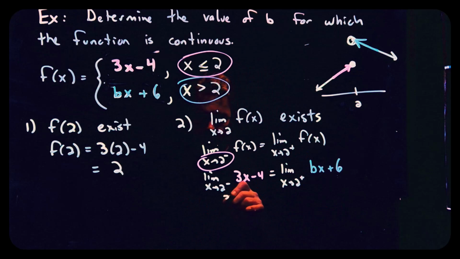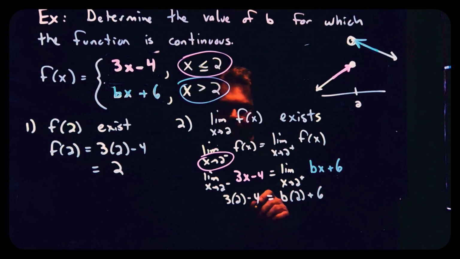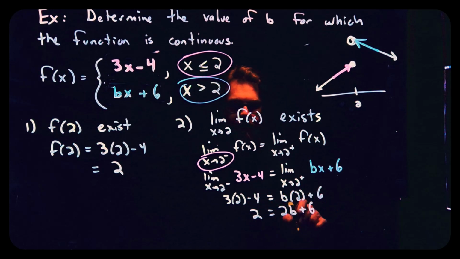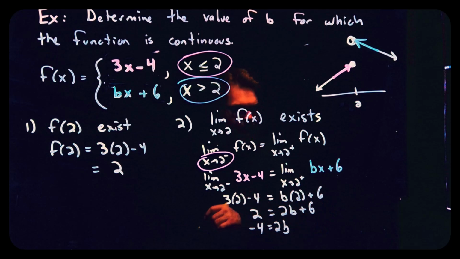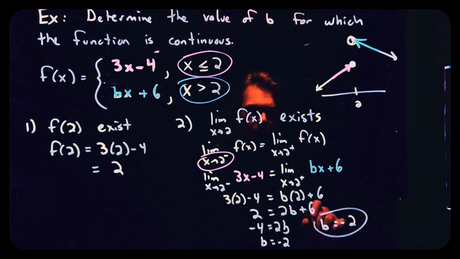We'll plug in 2. So 3 times 2 minus 4 is going to be equal to b times 2 plus 6. Now, 6 minus 4 is equal to 2, and this is equal to 2b plus 6. So subtracting 6, 2 minus 6, or negative 4, is equal to 2b. So finally, b is equal to negative 2. So let's write that over here just to make sure. b is equal to negative 2, which was really our goal.